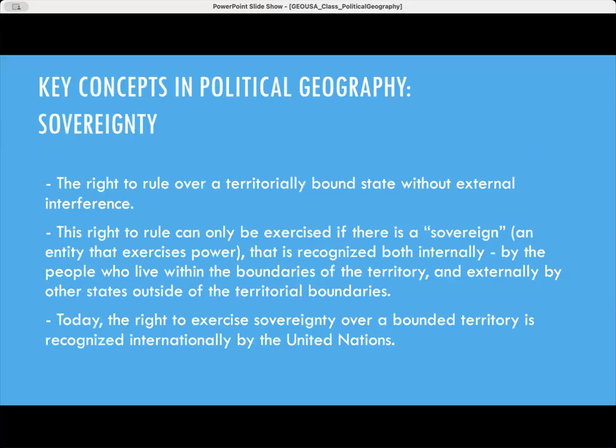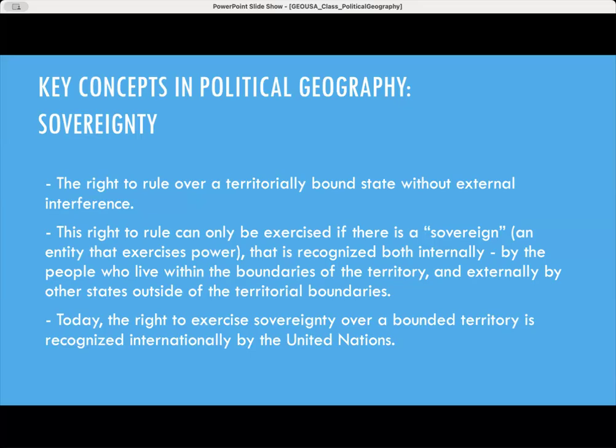So another key concept is sovereignty. Sovereignty, the sovereign, means the right to rule over a territorially bound state without external interference. This right to rule can only be exercised if there is a sovereign. That's the entity that exercises that power to rule. It also is very important that that sovereign, that authority, has to be recognized both internally, by the people who live within that territory, and also externally by other states outside of the territorial boundaries that recognize your state and your sovereignty.